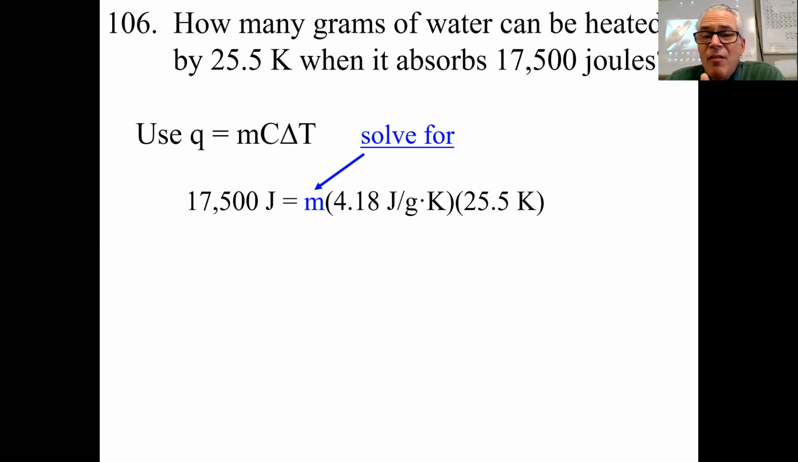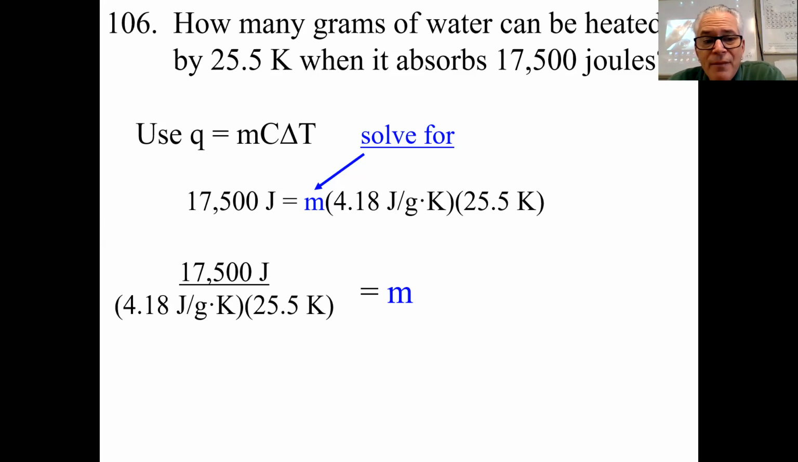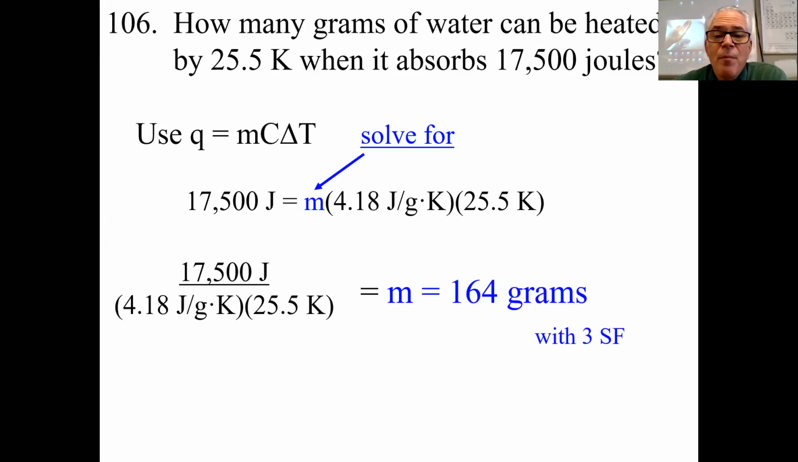To get the M by itself, we're going to divide by 4.18 and 25.5. Move that onto the other side. The joules in the numerator cancel the joules in the denominator. The Kelvin in the denominator cancels the Kelvin in the denominator of the denominator, and the only unit left is the grams. Take a good look at that G. It's in the denominator of the denominator, and mathematically, when you do the calculation, it'll jump back to the numerator. So the mass is going to end up being 164 grams.